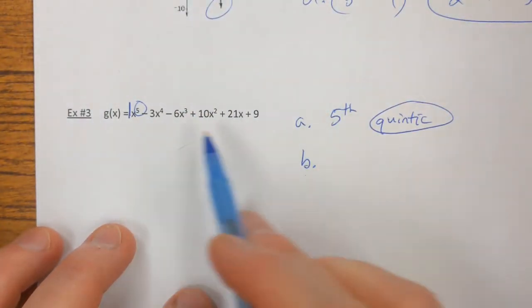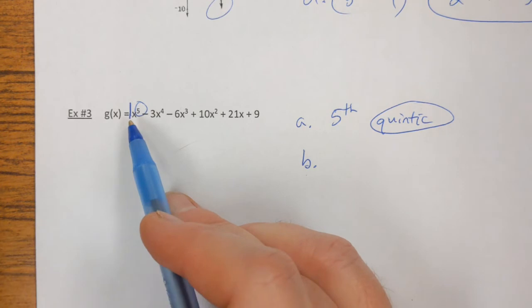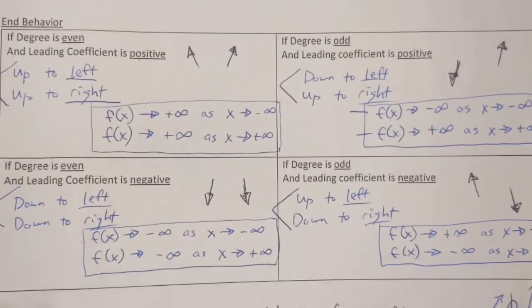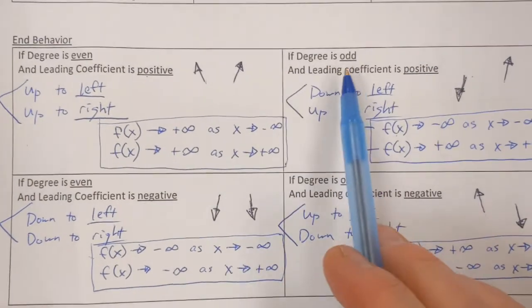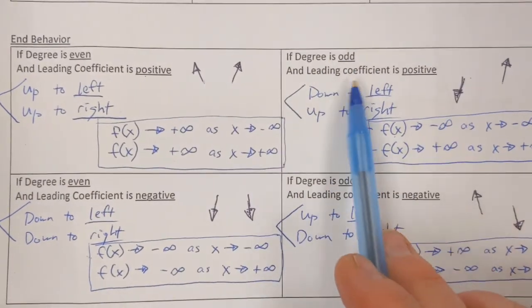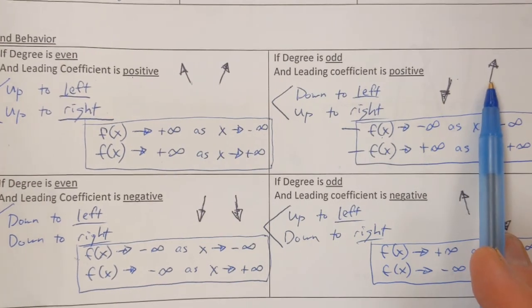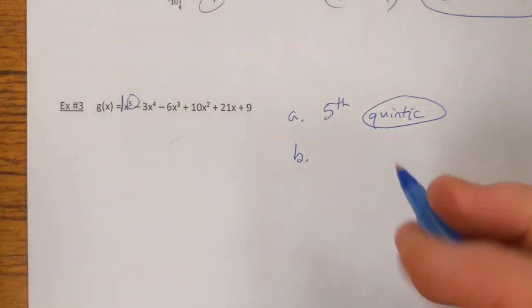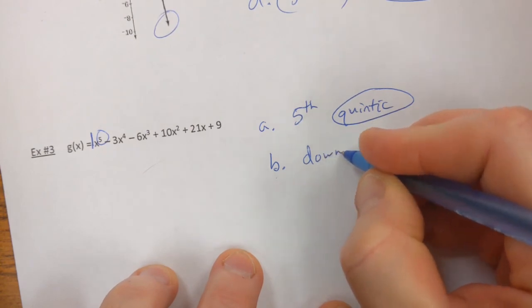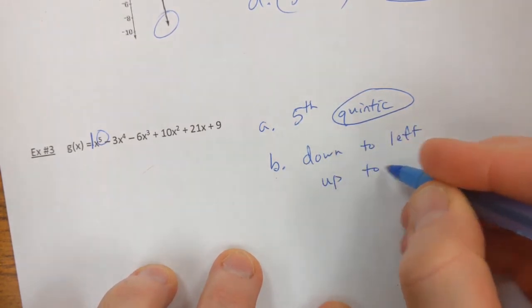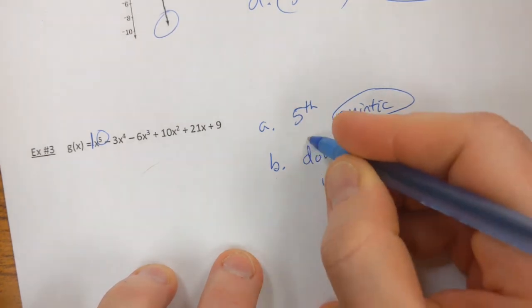So if I have an odd function, 5th degree, with a positive lead coefficient of 1, your chart gives you this answer. Odd degree, positive leading coefficient. This arrow is going to go down. This arrow is going to go up. I'm going to write that the simple way. Down to left, up to the right. That's called the end behavior.